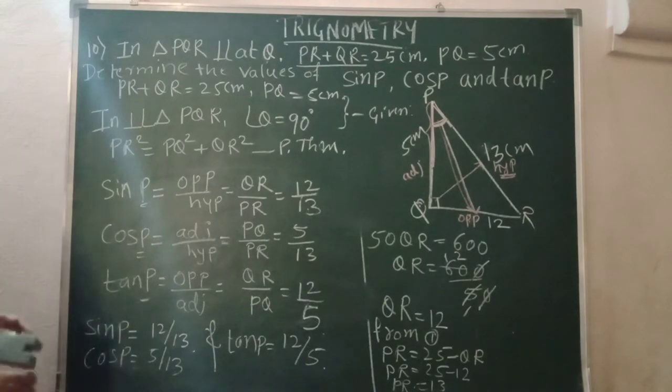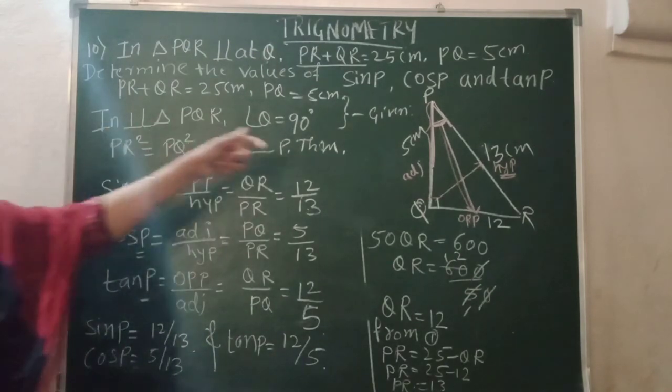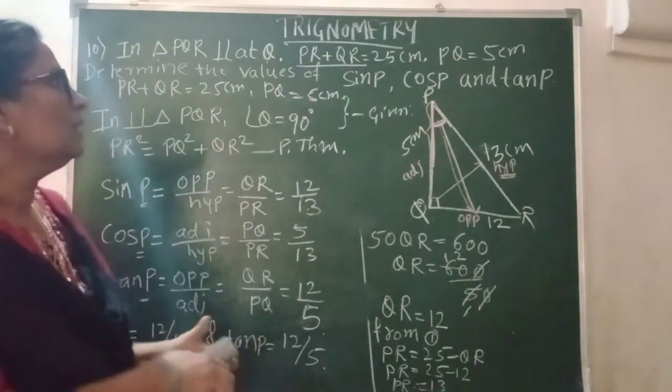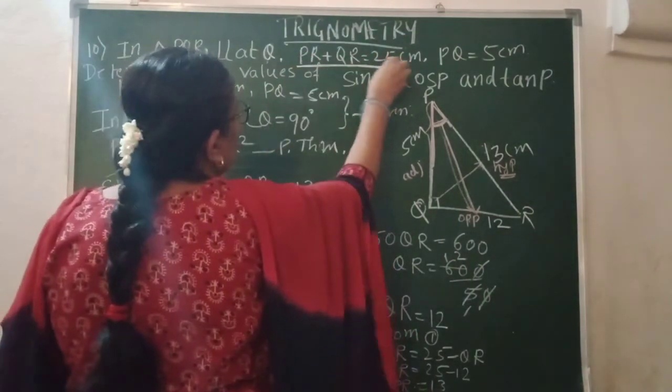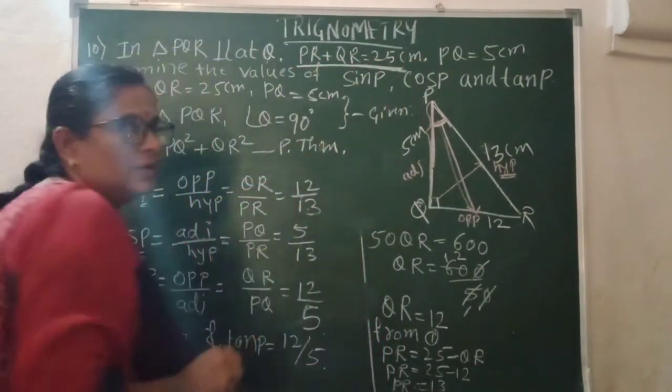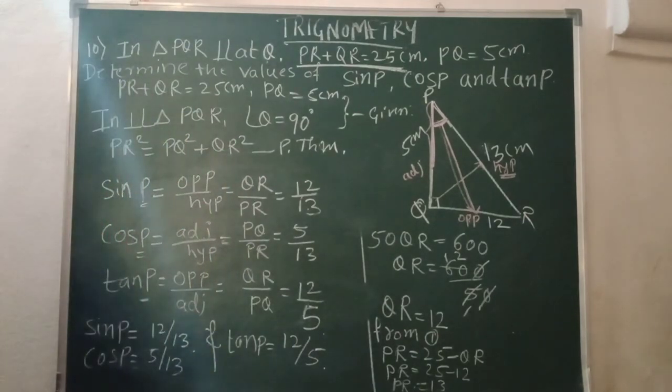Hope you people understood this one. So this way you solve the sum when you are not given the sides separately. If it is given in the form of the sum of two sides, in that case you have to do a little work on the triangle.